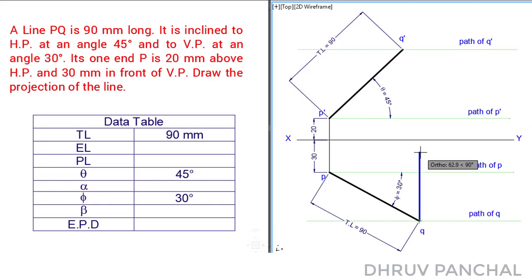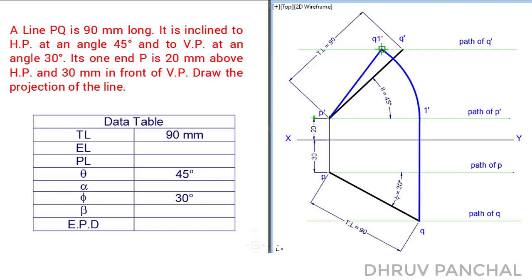Now, draw a line perpendicular to line XY from point Q to path of P'. Mark this point as 1 dash. With the help of compass, take P' as a center and draw an arc from point 1 dash to path of Q' and locate point Q1 dash as shown. After that, join point P' with point Q1 dash.